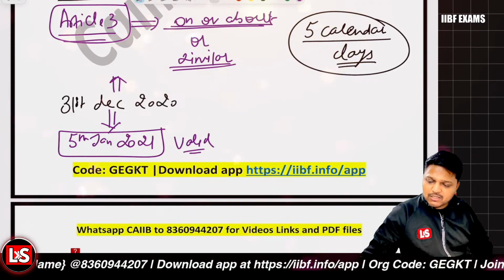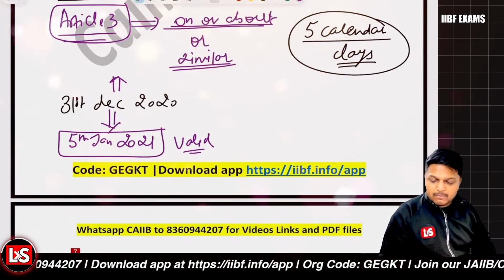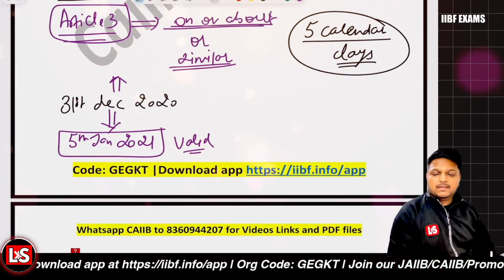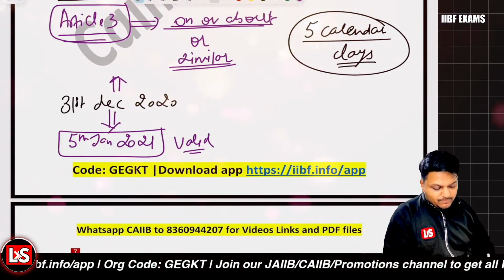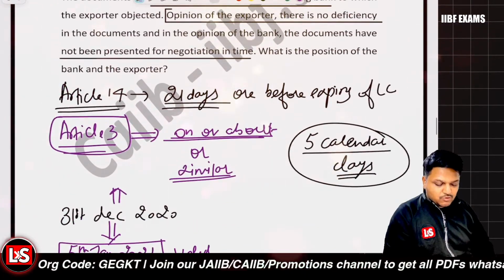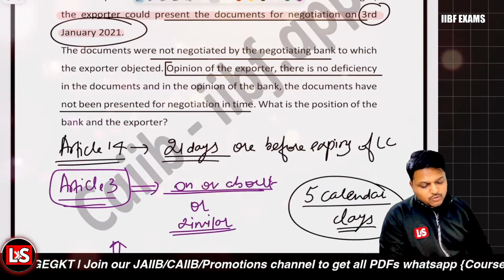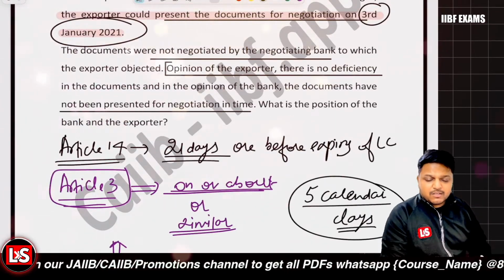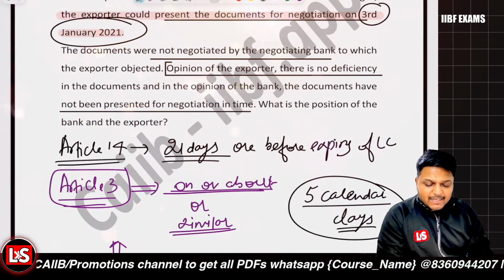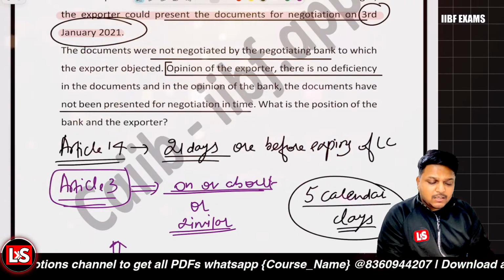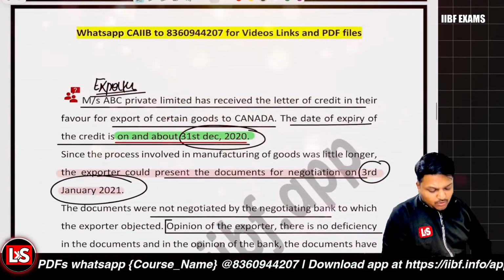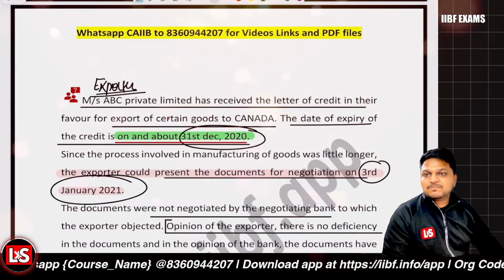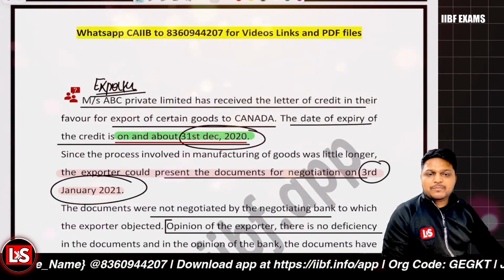As per the expression related to on or about, the letter of credit is a valid one. So the documents which have been presented even after the date of expiry are, as per the law, valid. Why valid? Because it is clearly said on or about in this case. Okay.